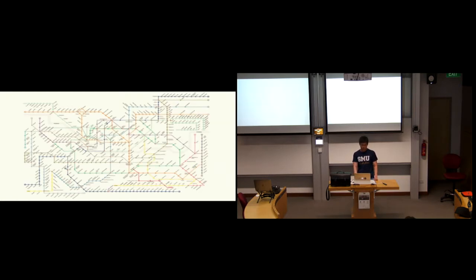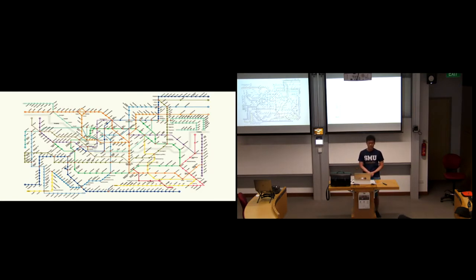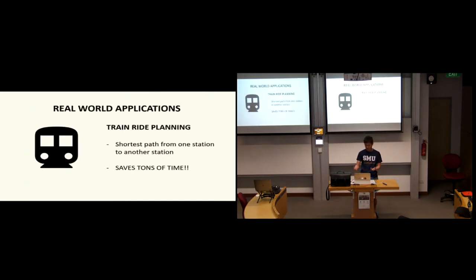So let's say this is a map of Seoul's MRT stations. Let's say we just choose any 2 random points, one here and one there. How do we find out the best way to get there? That's another application of Dijkstra's algorithm. You really save a lot of time, because there are so many different lines and all that.